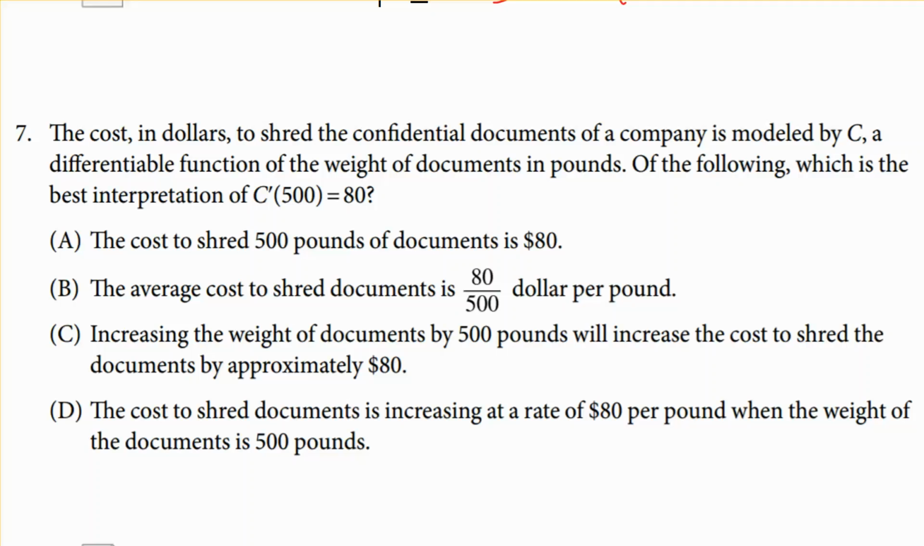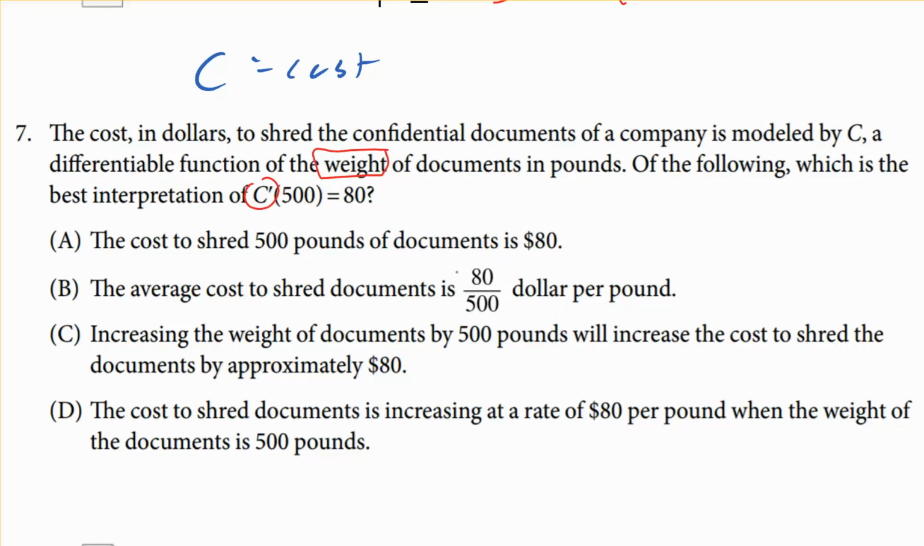All right. The cost in dollars to shred the confidential documents of a company is modeled by C. So C is cost, a differentiable function of the weight of documents in pounds. Of the following, which is the best interpretation of C prime of 500? So the derivative of C. C is a differentiable function of the weight of the documents. What is the derivative of C?